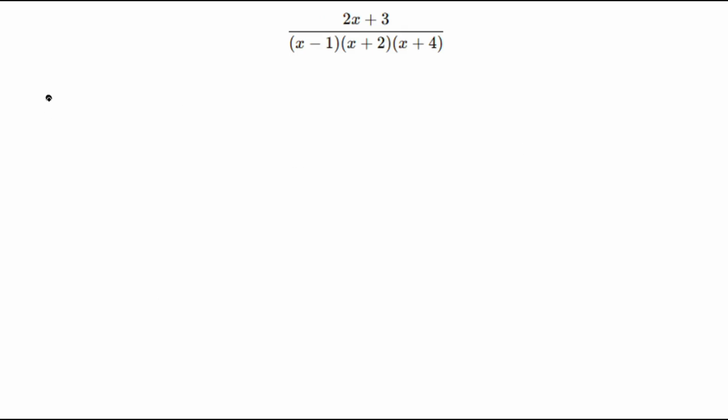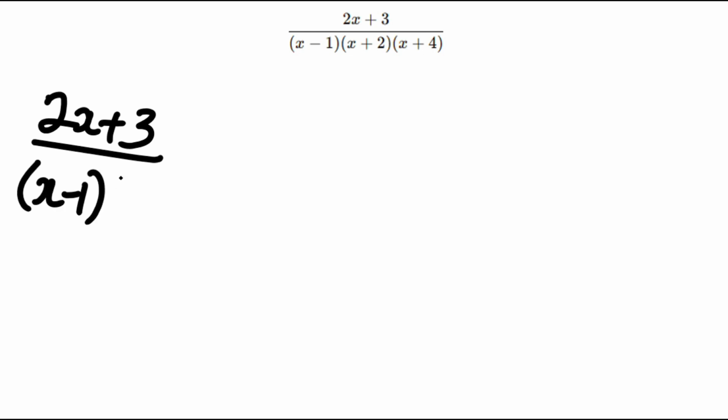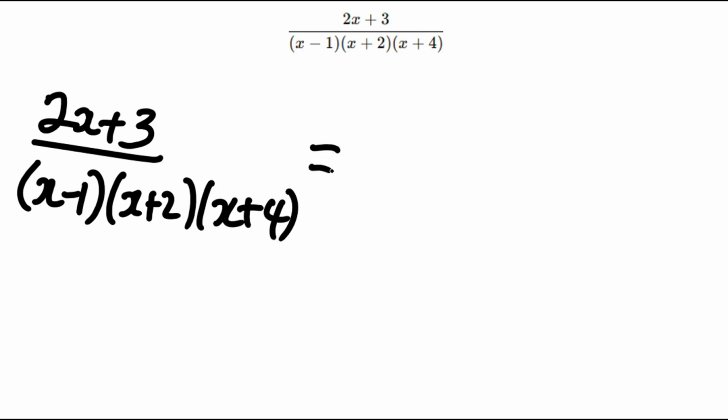But right now, for this one, you have 2x plus 3 all over x minus 1 multiplying x plus 2 multiplying x plus 4. These are the denominators, and we have 3 terms at the bottom. So these are linear factors, each of degree 1. The total degree of the denominator is 3, while the degree of the numerator is 1. We can see that the degree of the numerator is less than the degree of the denominator.